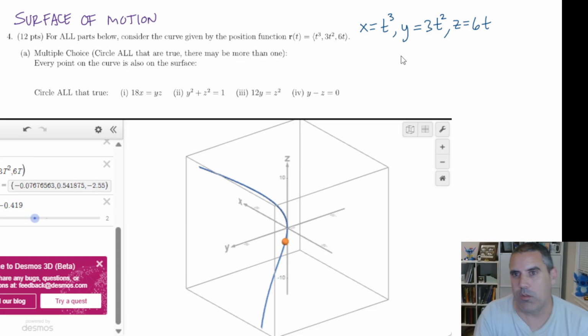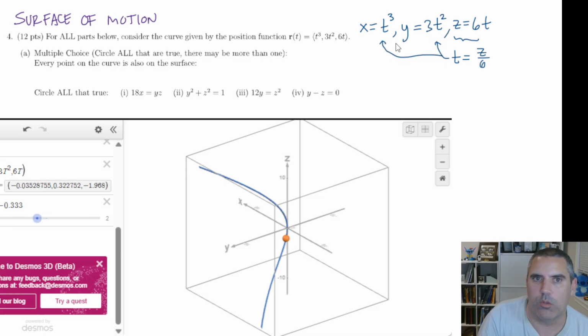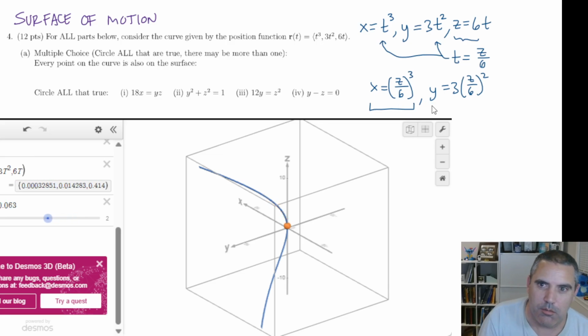So the typical way we do that is we do what we call eliminating the parameter. Now in this case, let's play the game a little bit. t is equal to z over 6, and you can substitute. So that's one way to eliminate the parameter. It actually gives a couple things. So you could say x is (z over 6) to the third. So it's like a cubic. You could say y is 3 times (z over 6) squared. A cubic, this would be a cylinder, meaning it's just extended in the y direction. This is also a parabolic cylinder.